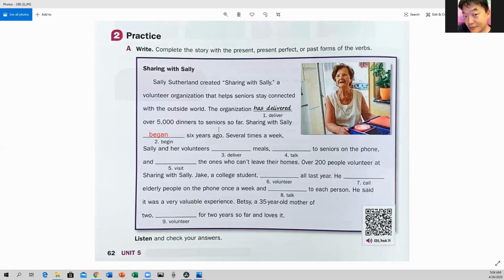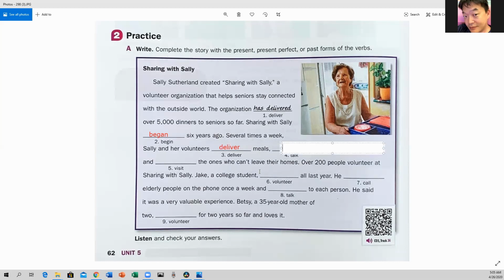Several times a week, another time phrase. It gives you the idea of when the action happens. So probably we are looking at simple present, but let's keep reading, okay? Several times a week, Sally and her volunteers. What is the simple present of deliver? Deliver, okay? And it's deliver because it's a compound subject here, so it's plural. Sally and her volunteers deliver meals.